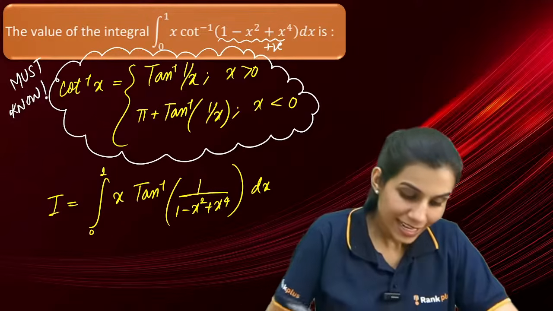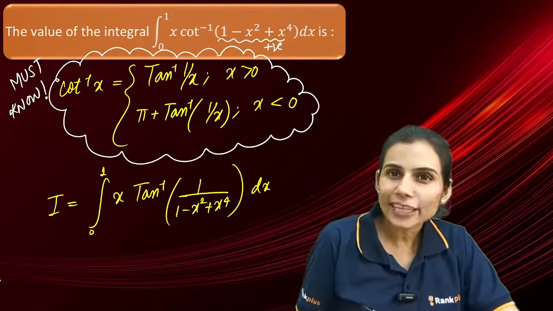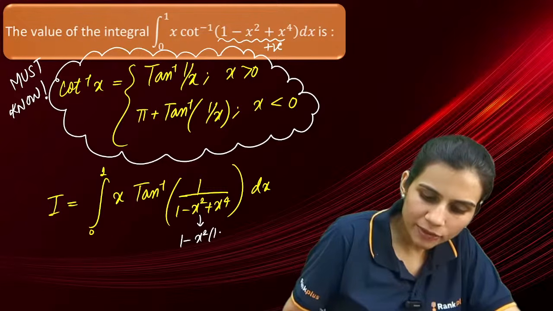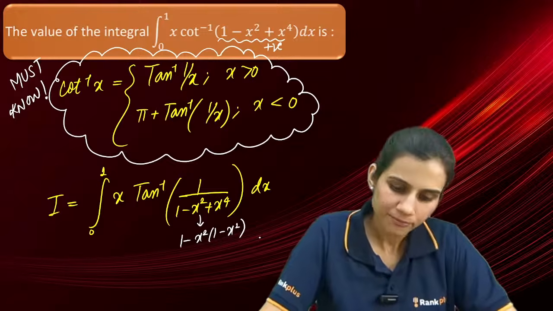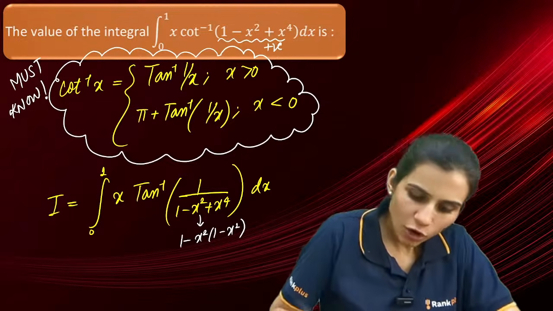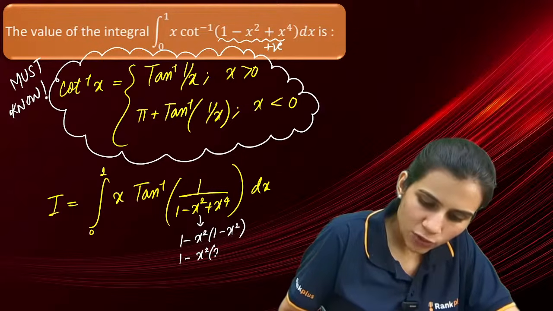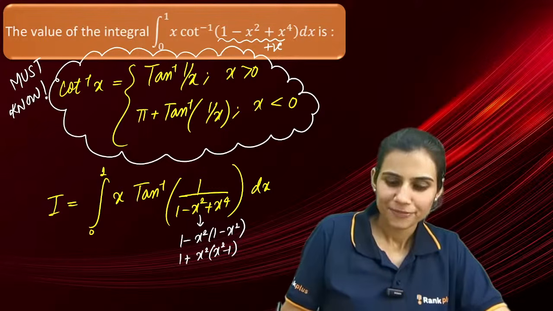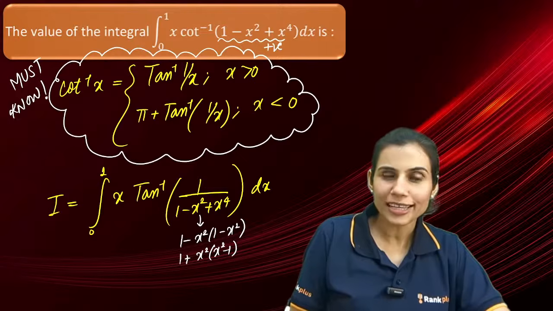Now what? Now starts manipulation. The denominator: 1 minus x square, common 1 minus x square. Yes or no? Or you can write it as 1 minus x square into x square minus 1 with a minus sign outside. Now what does this look like?